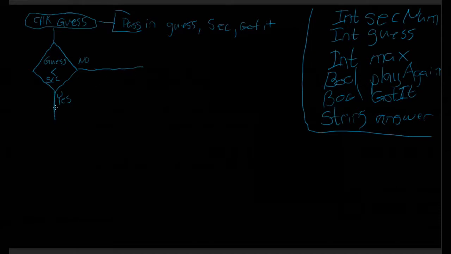So if the answer is yes, it is less than, what we want to do is output to the user that they need to guess higher, because obviously we are lower. So we're going to just put in quotes here and say higher. And then we can return, right? Now we're going to return got it.